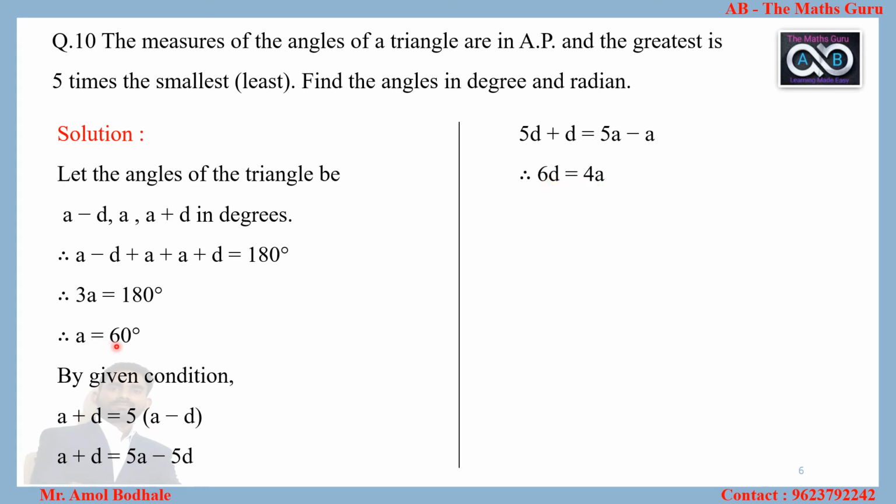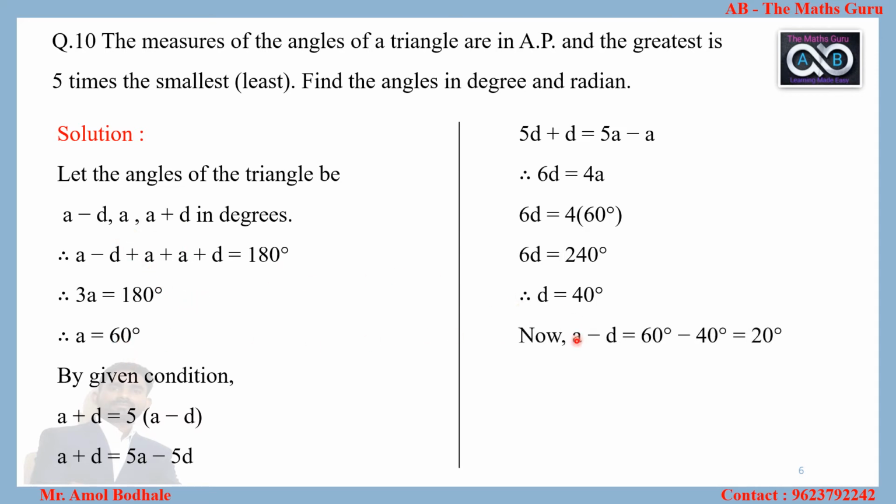As we know the value of a, we can put it here. So we get 6d equal to 4 into 60, that is 6d equal to 240 degree. Dividing by 6, we get d equal to 40 degree. Once we get the values of a and d, we can calculate the angles of the triangle, which are a minus d, a and a plus d. So let's put the values of a and d in these terms.